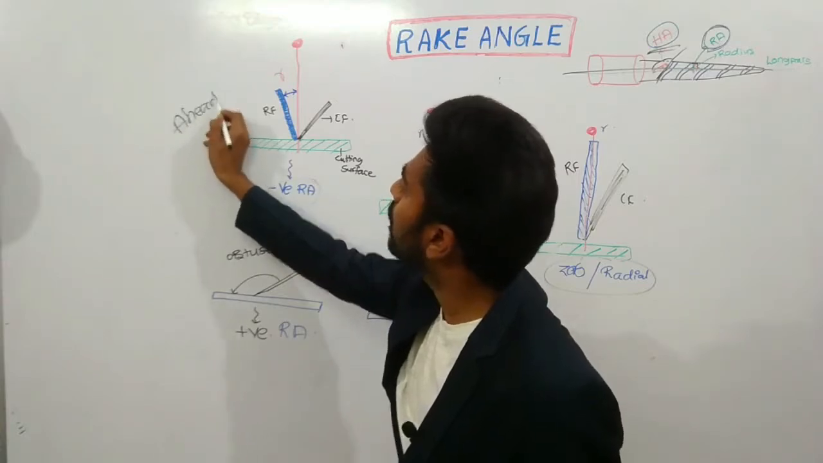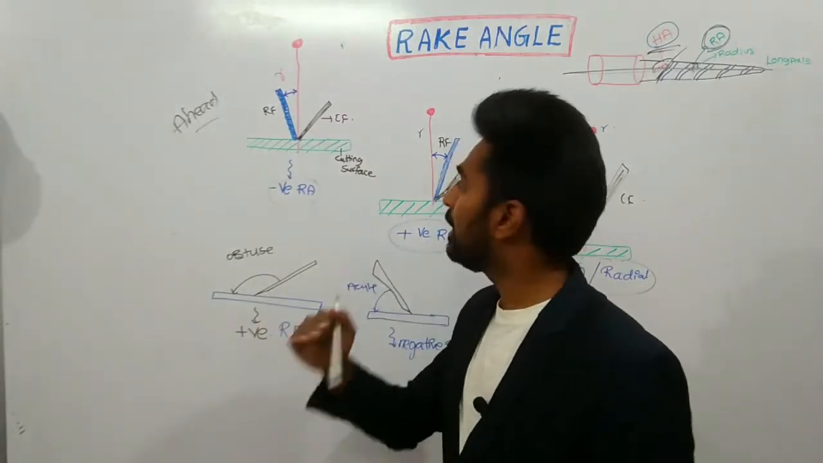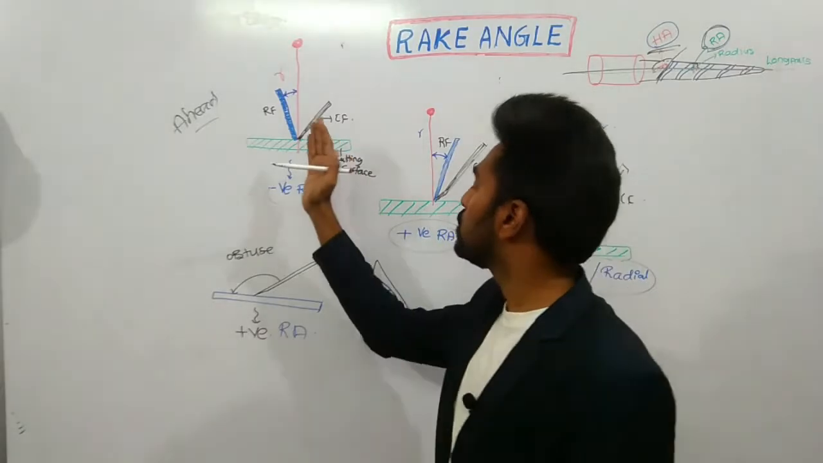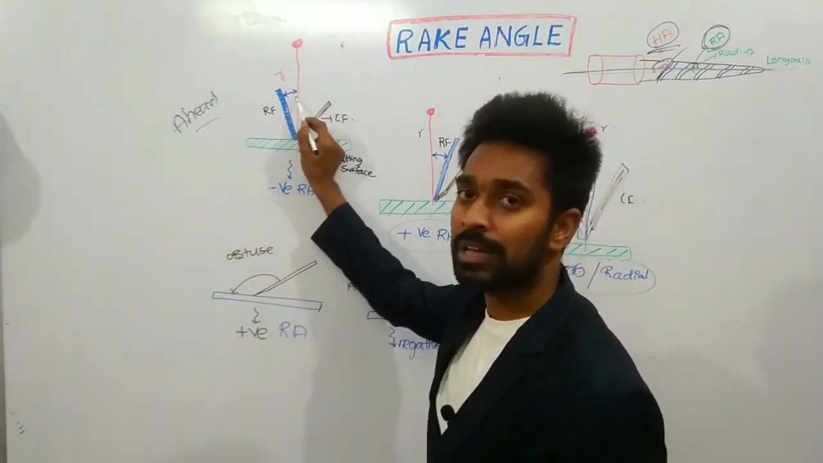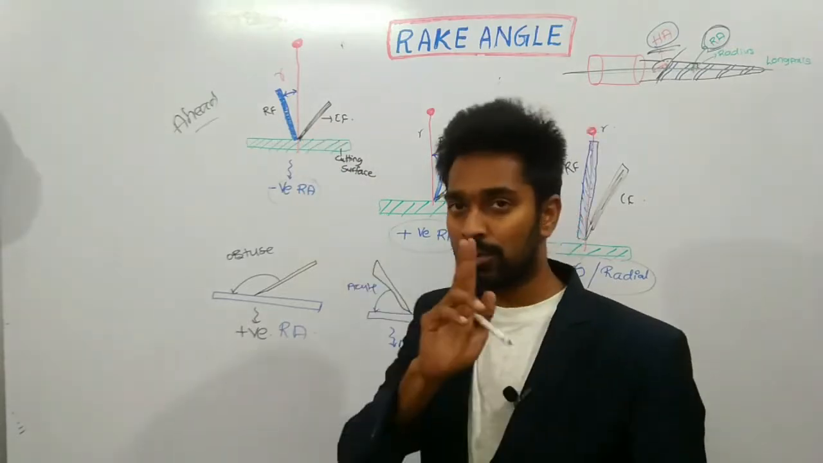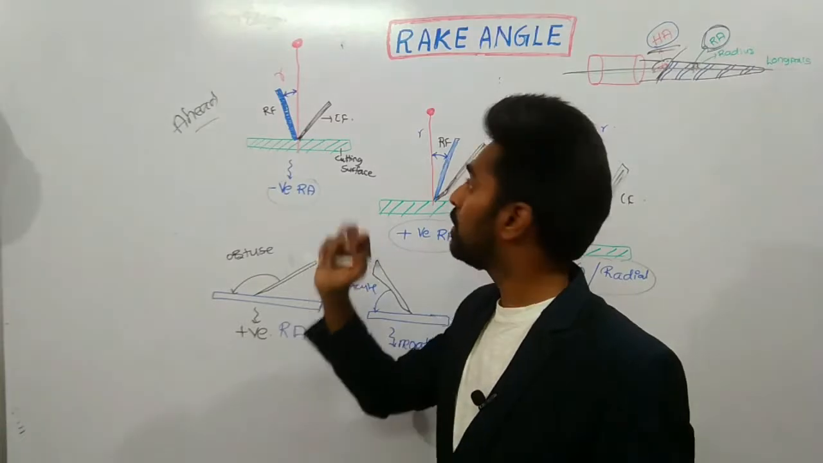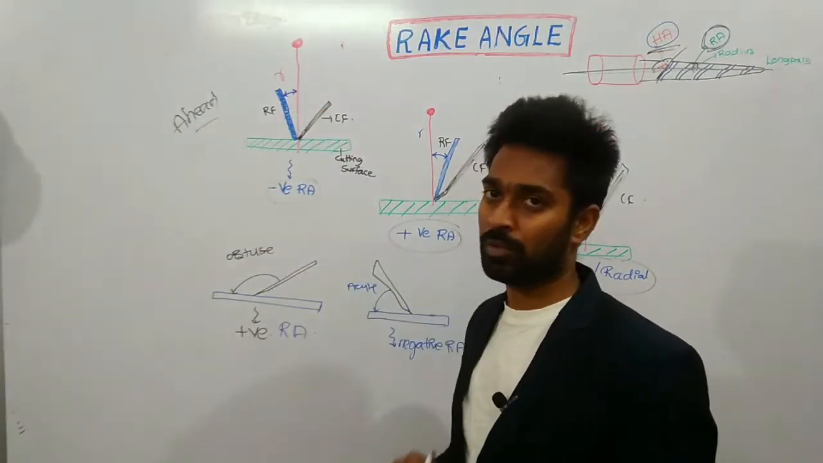or it is in front of the radius of the file, or it is before the radius of the file. So the angle which is formed between the rake face and the radius of the file is your rake angle. Since it is ahead of the radius of the file, it is called a negative rake angle.